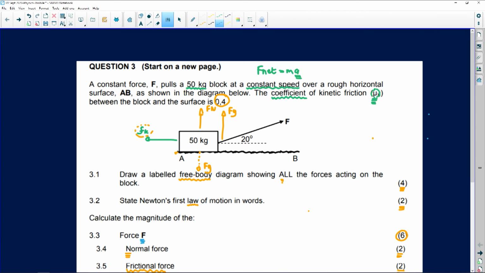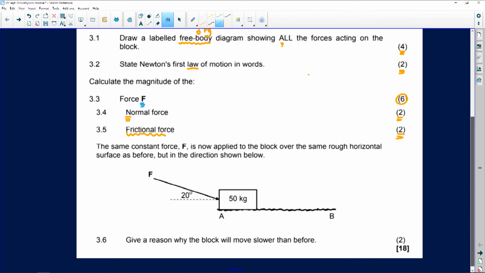Let's look at another question. So now the question is saying the same constant force, so this remains the same, is now applied to the block over the same rough horizontal surface as below, but the direction below changes. So remember, before we were actually pulling the block up with F applied, taking into consideration my F of y and my F of x. But now I'm actually pushing the block down, and it's going to move in the direction of motion.